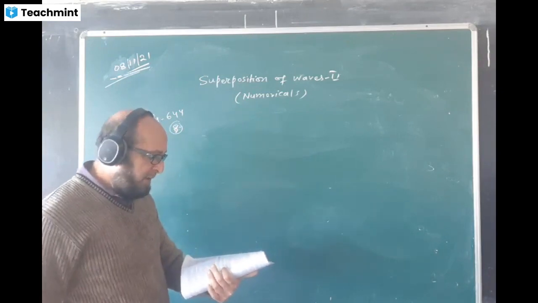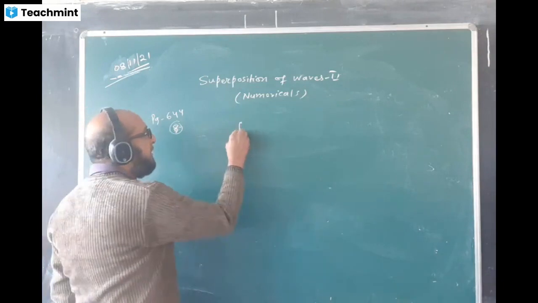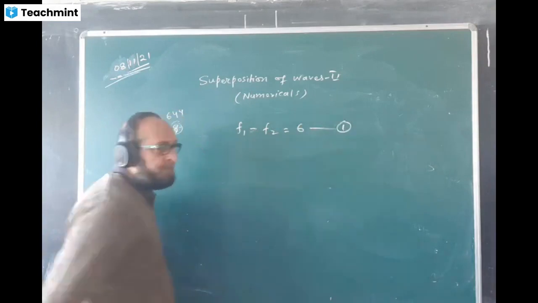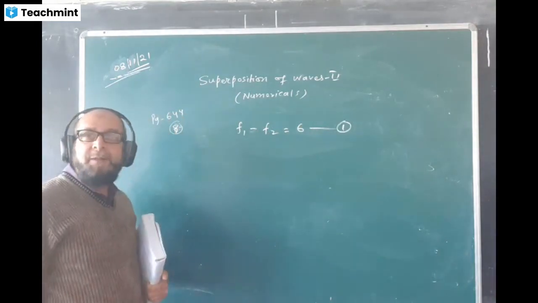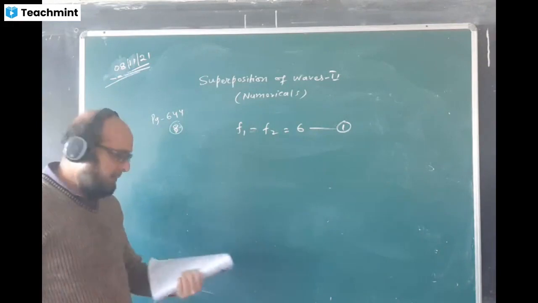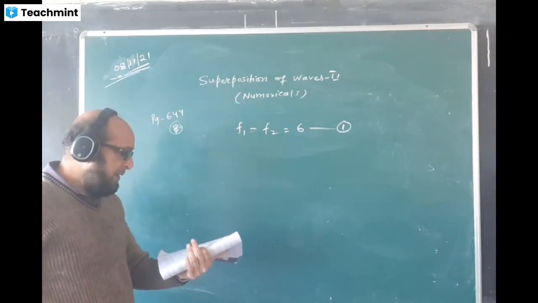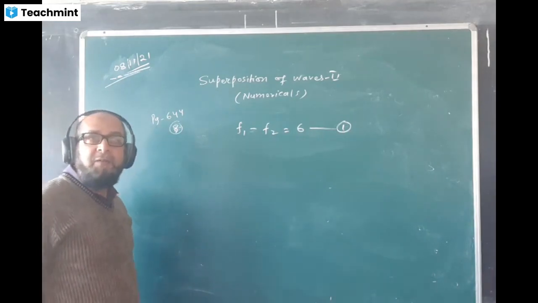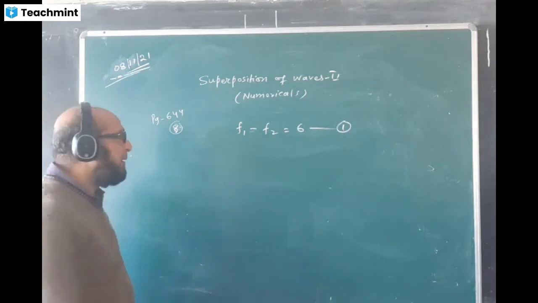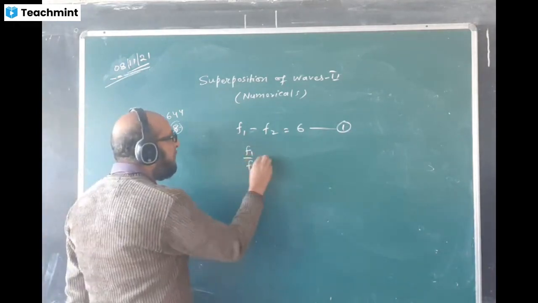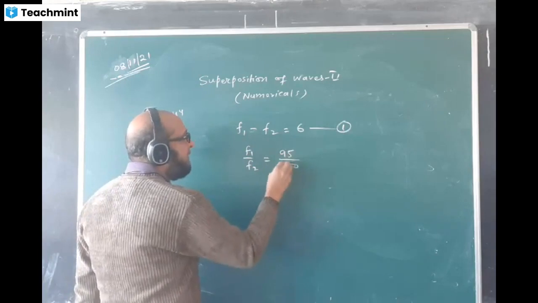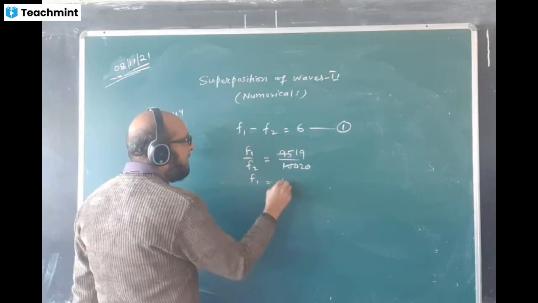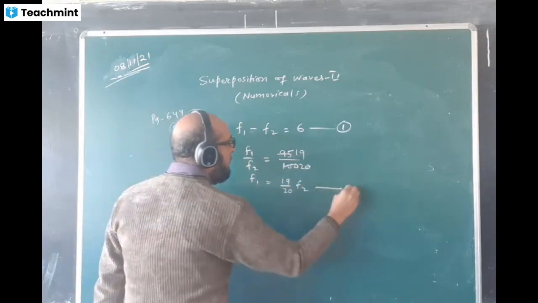Okay. 6 beats are heard. Then the difference of frequency, you can write F1 minus F2 is equal to 6, equation 1. Because the number of beats per second is equal to the difference in their frequencies. And they are given two lengths, 95 and 100. You know, frequency is inversely proportional to the length. That's why we write the ratio, right? F1 by F2 ratio will come 95 by 100. You can cancel 19 and 20. So F1 value we can write 19 by 20 F2. Equation number 2.